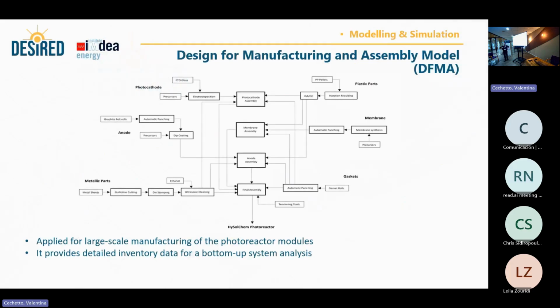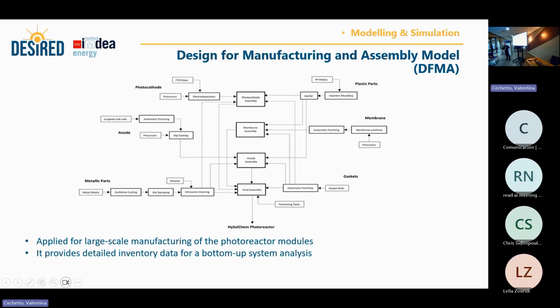So as we have the system defined, we need to develop the life cycle inventory. This life cycle inventory is the material consumption, the energy consumption, and any kind of utility that you need, first to manufacture and then to operate the system. To get this inventory, we did several modeling approaches to provide this data based on a large-scale application, large-scale manufacturing, and real application of the system.